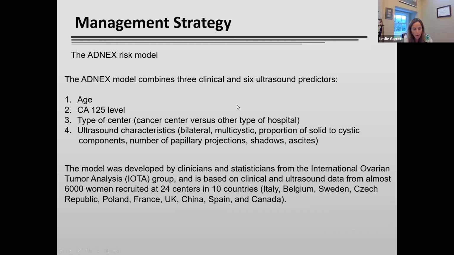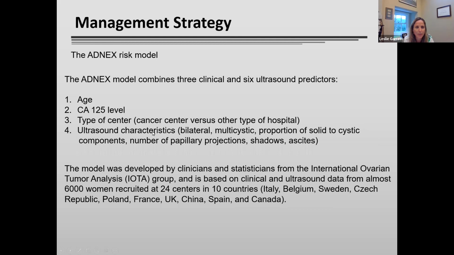More commonly, the residents started talking about this and I was like, I don't even know what they're talking about. So I learned about it, the Adnexal risk model. This is really a model that was developed by clinicians in this IOTA group, which is an international group. It was validated from centers in Italy and Belgium and Sweden. UpToDate will tell you all about it, but it really hasn't caught on here per se. Again, this is using 3 clinical and 6 ultrasound predictors to come up with a risk score to decide which patients should be referred and which shouldn't.